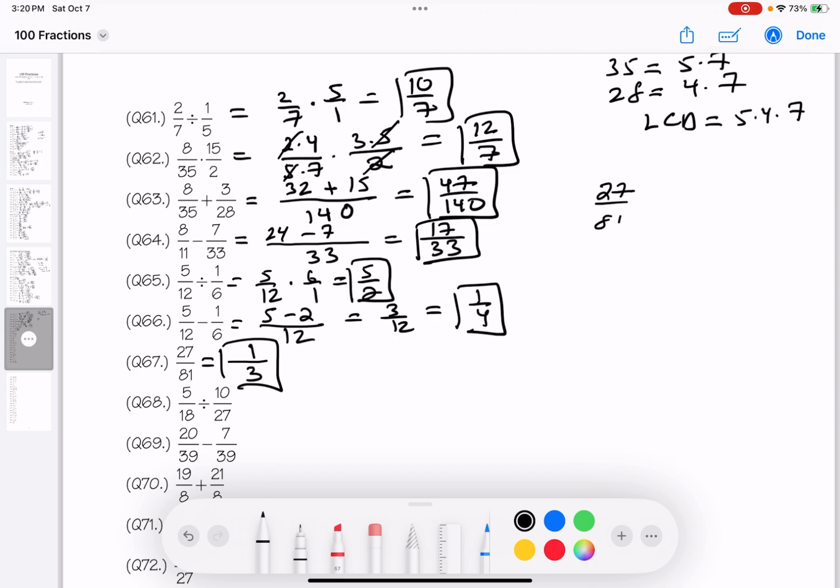27 over 81. Let's say you simply said, oh, I'm going to divide by 9. What do you get over there? 3. The top is divided by 9, it'd be 3. And what's the bottom? 9. And then you say, oh, that's divided by 3, so you get 1/3. All right? Let's do the next one.